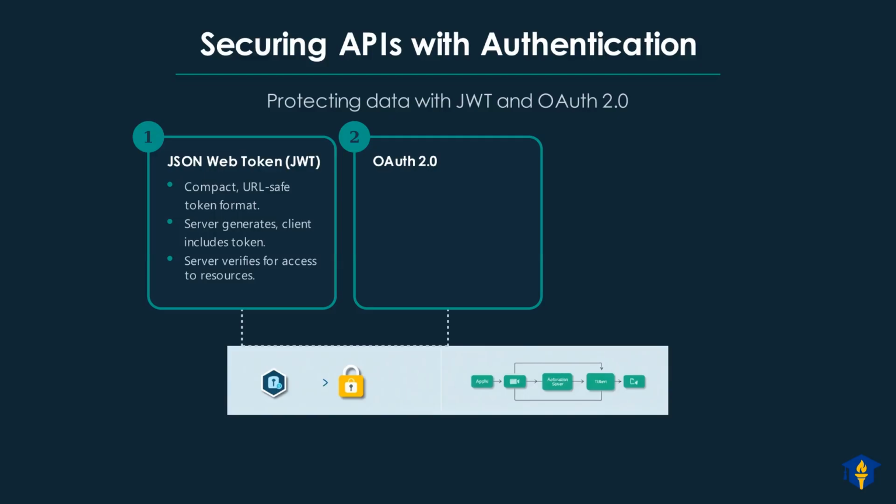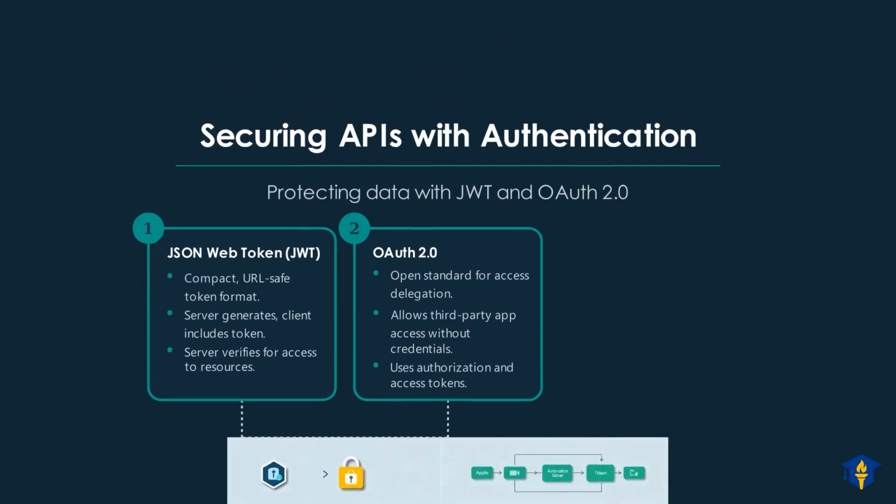Next, we'll examine OAuth 2.0, another widely used protocol for secure API access. OAuth 2.0 is an open standard designed for access delegation, enabling secure third-party integrations. It allows third-party applications to access resources on behalf of a user without requiring their credentials. This protocol primarily uses authorization tokens and access tokens to manage and grant permissions securely.